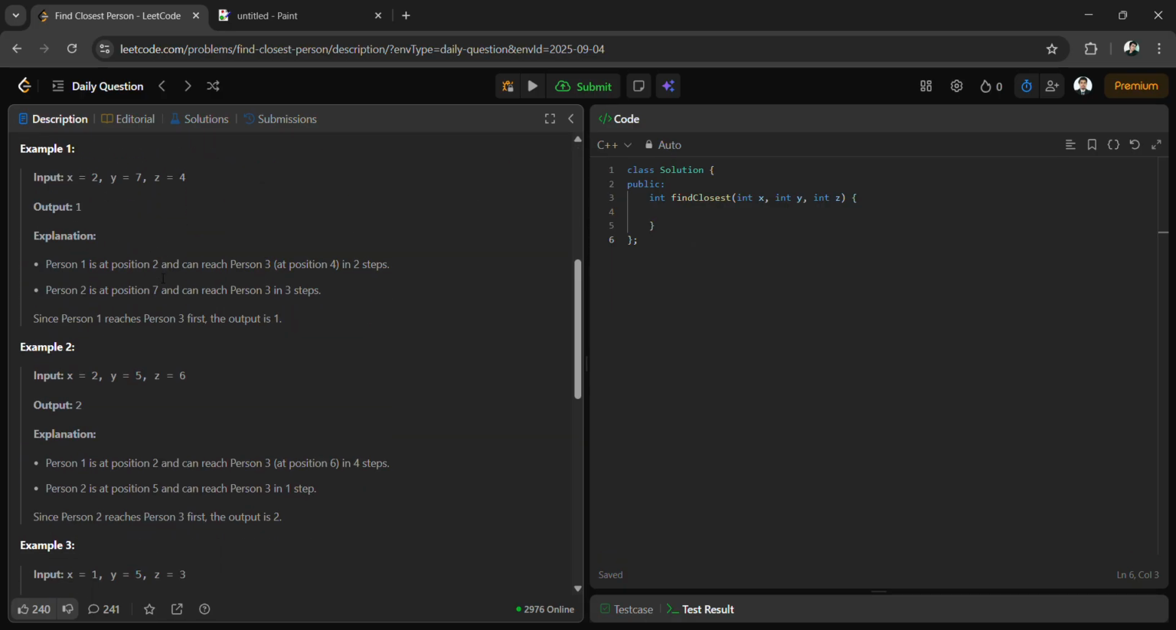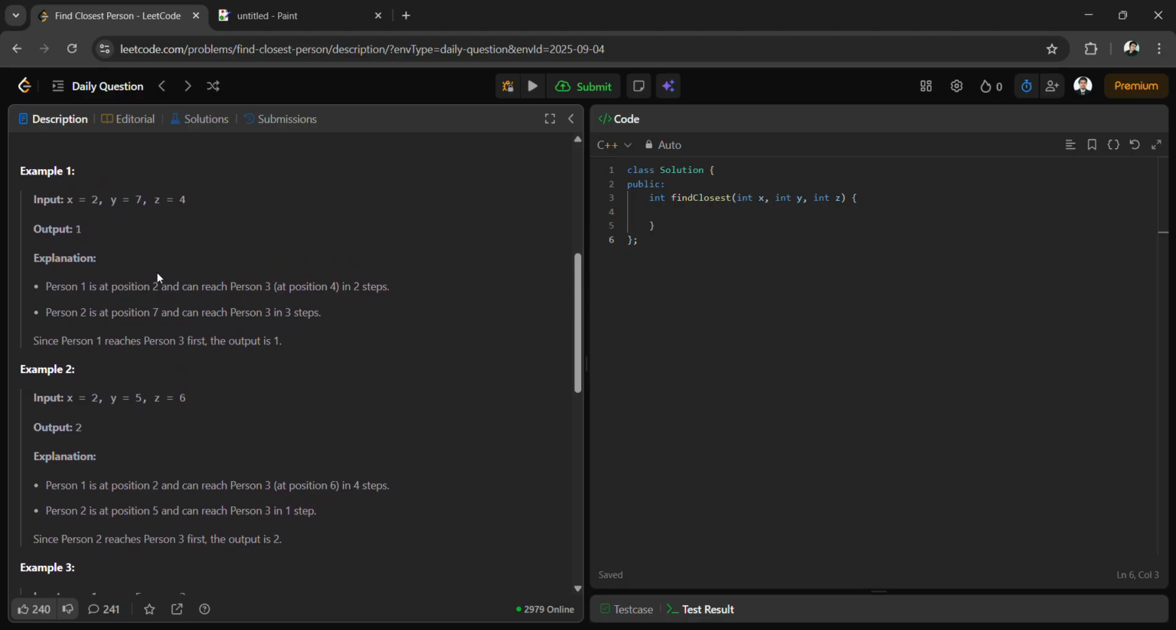Let's understand this problem. Here we have input x equal to 2, y equal to 7, and z equal to 4. Person 1 is at position 2 and can reach person 3 at position 4 in 2 steps. Person 2 is at position 7 and can reach person 3 in 3 steps. Since person 1 reaches person 3 first, the output will be 1.